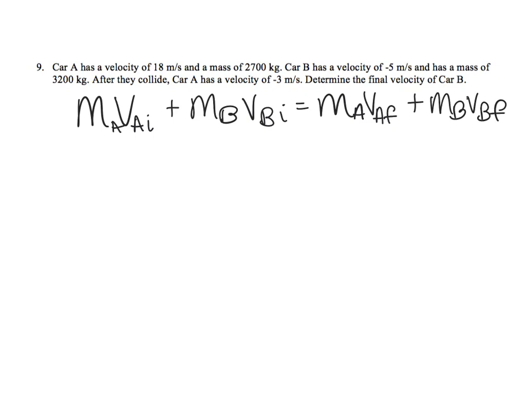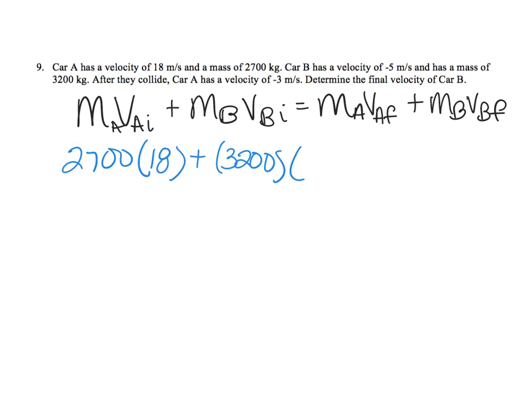All right, so normally I write these with 1s and 2s instead of A's and B's, but I'm going to use A's and B's so you know where things are going. So for car A, we have a mass of 2,700 and an initial velocity of 18. For car B, we have a mass of 3,200 and an initial velocity of -5. You do leave those negatives in there.